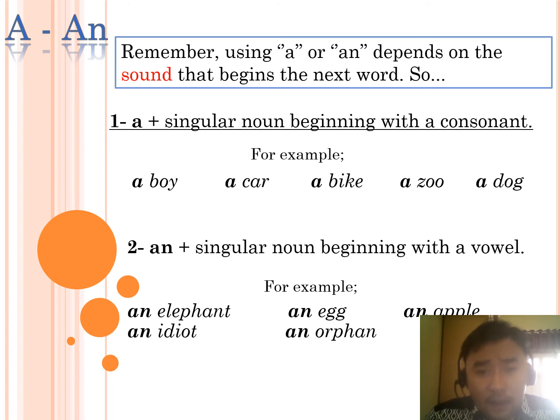Kemudian yang kedua, an plus singular noun beginning with a vowel. Ya, dengan huruf suara yang hidup. For example, an elephant, an idiot, an egg, an orphan, an apple, an orange. Ya, lima huruf hidup ya. A, I, U, E, O. Mesti kita gunakan bentuk artikel an di sini ya, teman-teman. Sementara kalau kita menggunakan huruf konsonan, maka kita harus gunakan bentuk artikel a di sini. Ya, mudah sekali teman-teman untuk membedakan fungsi dari a dan an di sini.